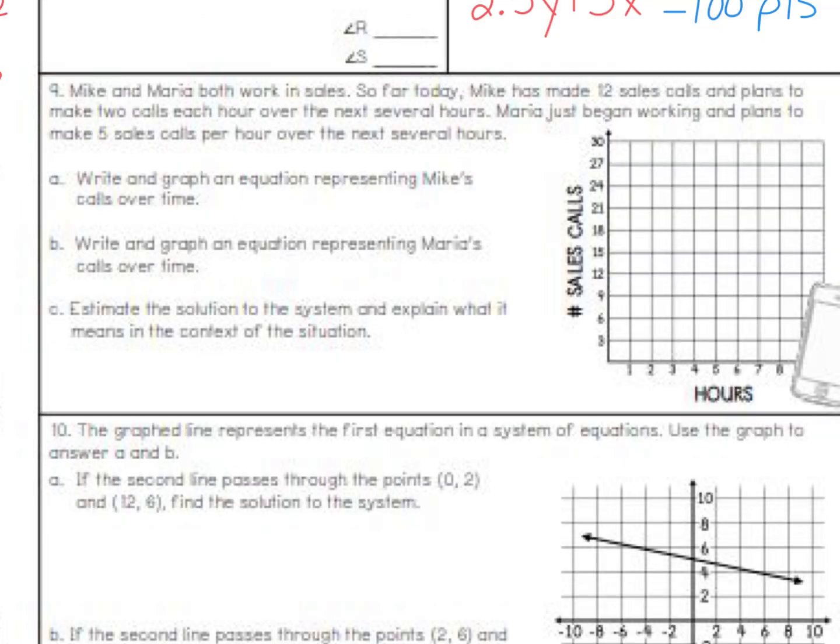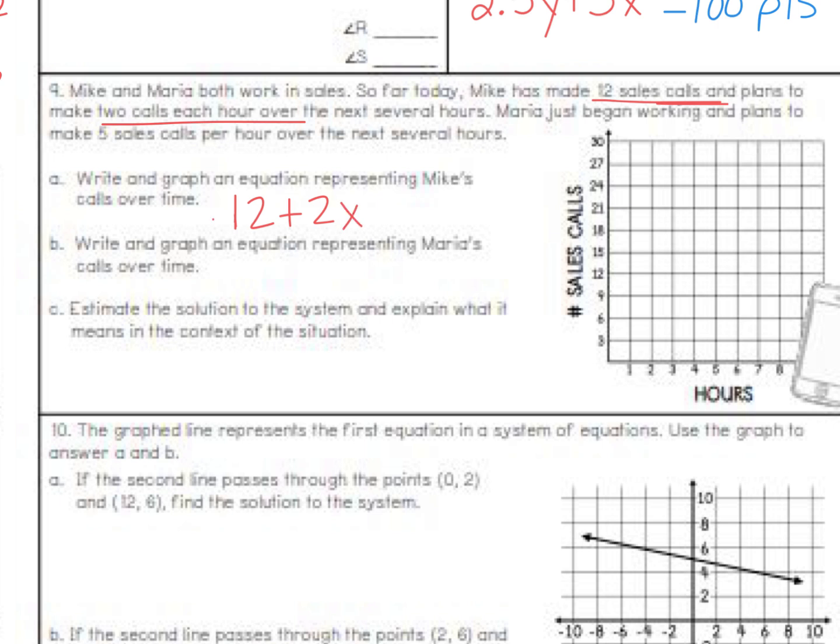Very nice. So Mike and Maria both work in sales so far today. Mike has made 12 sales calls and plans to make 2 each hour. So what does that look like for Mike? He has 12 already, and each, what does each tell us? That's our X, right?